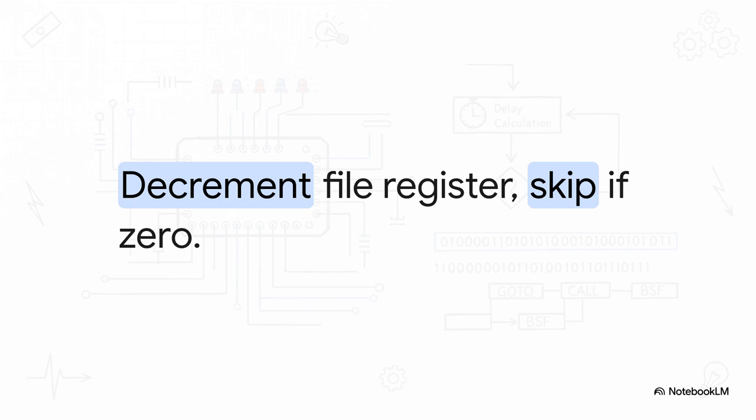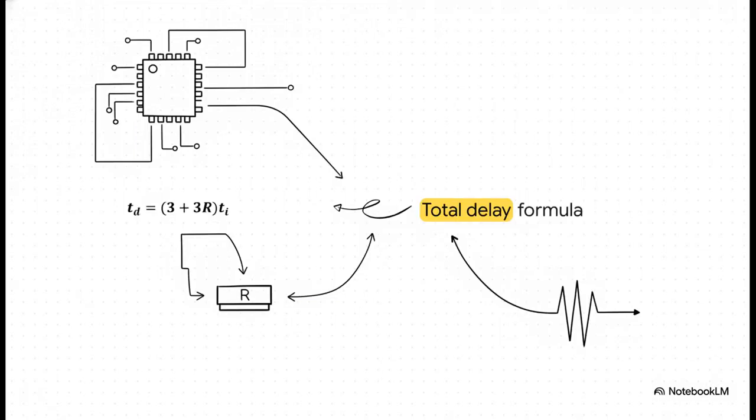That stands for Decrement File Register, skip if 0. It takes exactly 1 microsecond to subtract 1 from our counter. But crucially, when it finally hits 0, it skips the next line of code to break the loop. And that skip action actually takes 2 microseconds. By loading a specific decimal value, which we'll call R here, into a counter register, we can calculate the exact duration of our delay loop. The math is beautiful. The total delay equals 3 plus 3 times R, all multiplied by our microsecond instruction time. By simply changing R, we dictate the processor's execution speed right down to the microsecond.